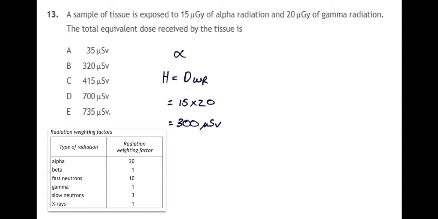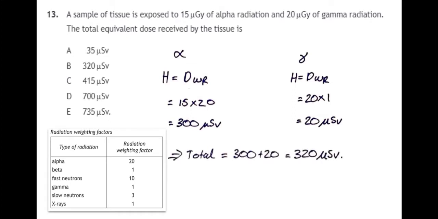We need to do the same with the gamma source. It's the same formula. If we look at that table again, the radiation weighting factor for gamma is 1. So we just multiply the 20 micrograys by 1, which gets us 20 microsieverts. Therefore, the total equivalent dose is going to be 20 plus 300, which is 320 microsieverts. Answer B.